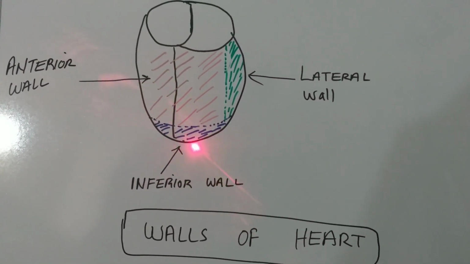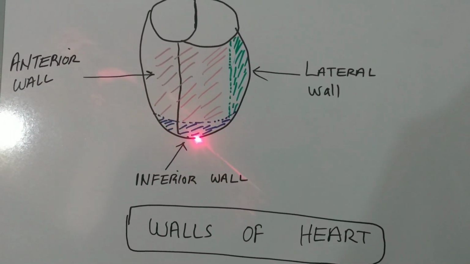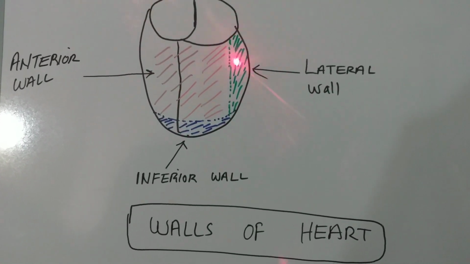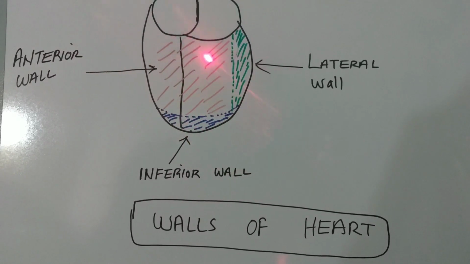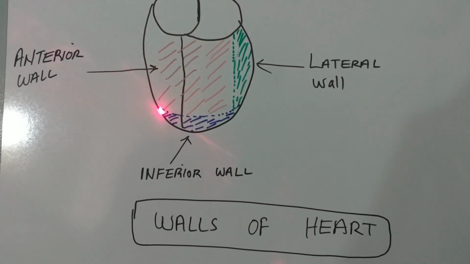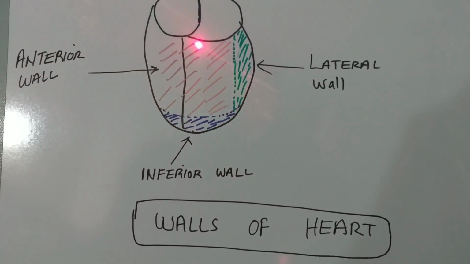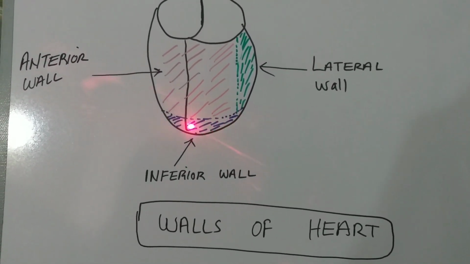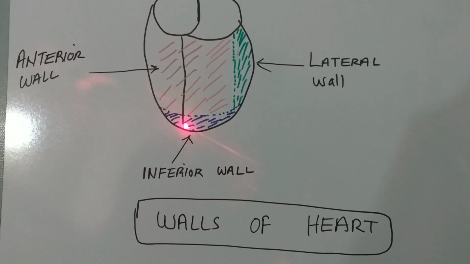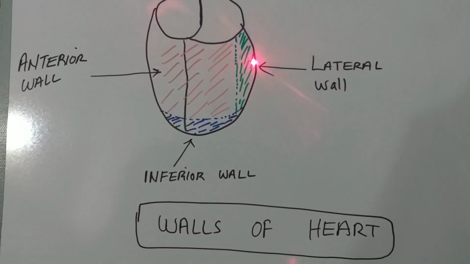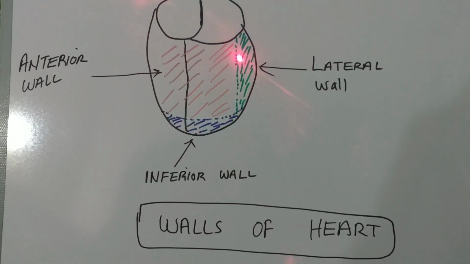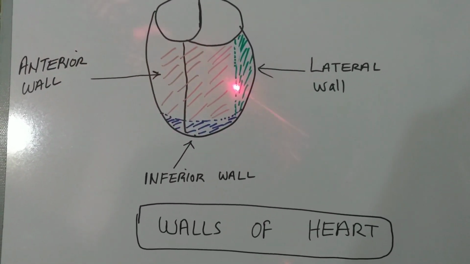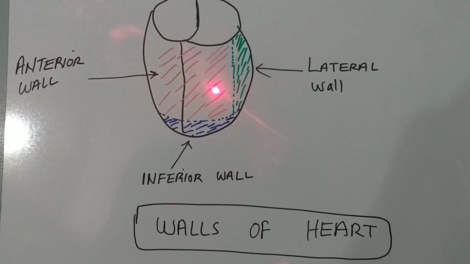This inferior wall is supplied by the right coronary artery. This lateral wall is supplied by the left circumflex artery, and this anterior wall is supplied by the left anterior descending artery. On the ECG paper, this inferior wall is represented by leads 2, 3, AVF, the lateral wall is represented by 1 and AVL, and the anterior wall as a whole is represented by V1 to V6.